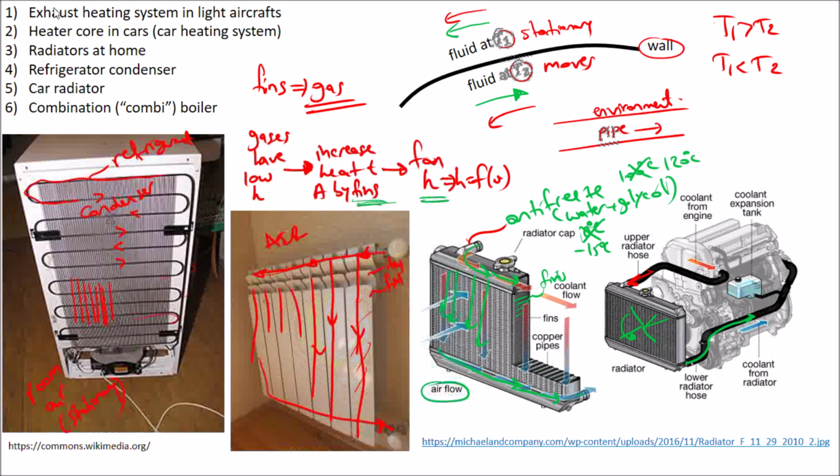For example, in aircraft we use the exhaust of the aircraft to heat the cabin, okay. So we are using this one to heat the cabin. And we are using the heater core in cars, so we'll talk about this one in the next slide. And the radiators at home, we have talked about this one, a refrigerator condenser, a car radiator, and the combination boilers at our home, okay. These are all heat exchangers.